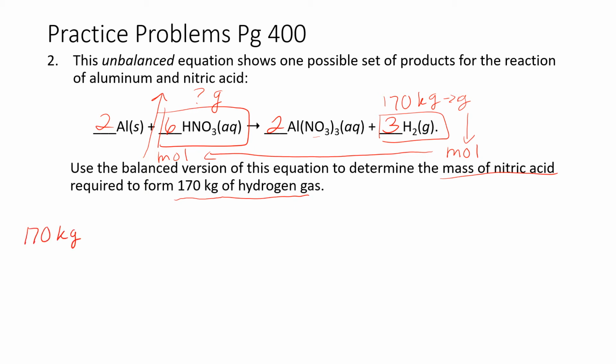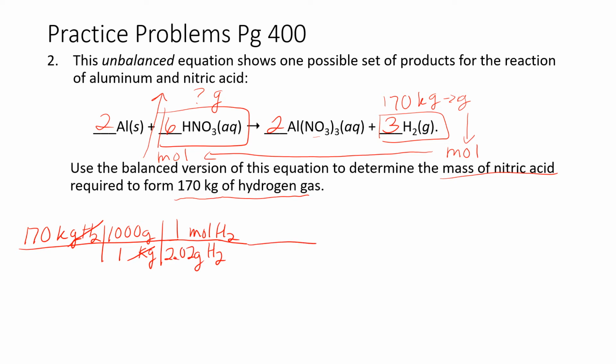170 kilograms of our hydrogen gas, and first we're just going to get that to grams. So in kilograms to grams, kilograms are bigger, so in 1 kilogram there are 1,000 grams, and then that gets rid of kilograms. So grams of hydrogen, and we want to change it to moles of hydrogen. So in 1 mole, the mass of hydrogen is H2, so 2.02 is its molar mass. That allows us to get rid of grams of hydrogen.